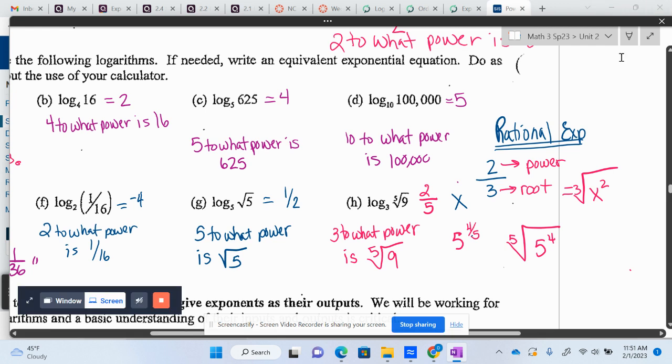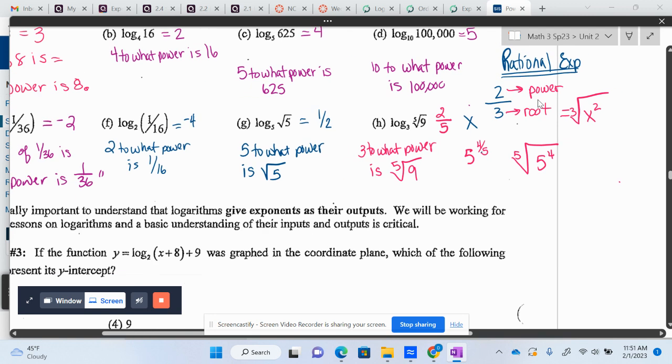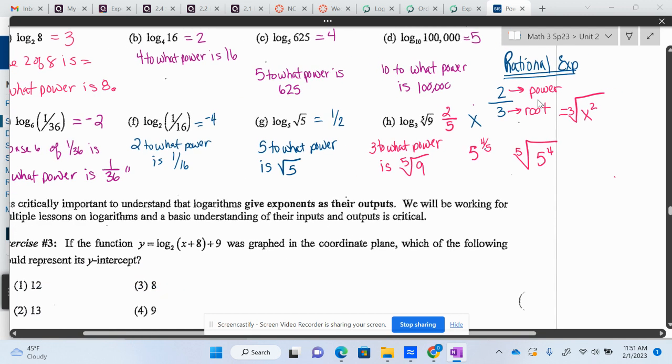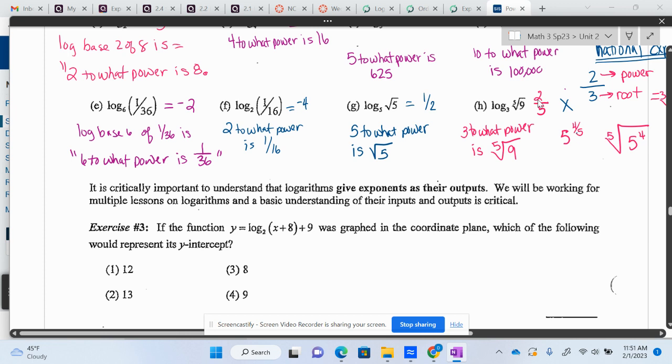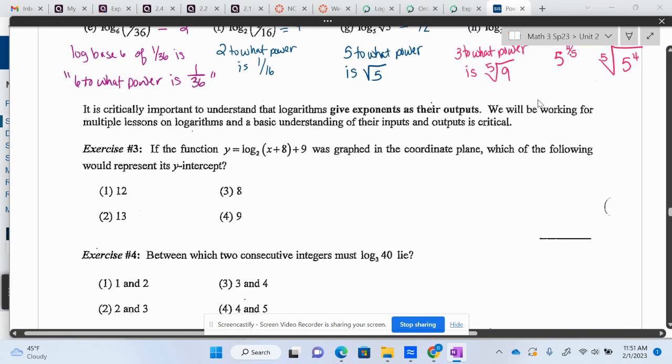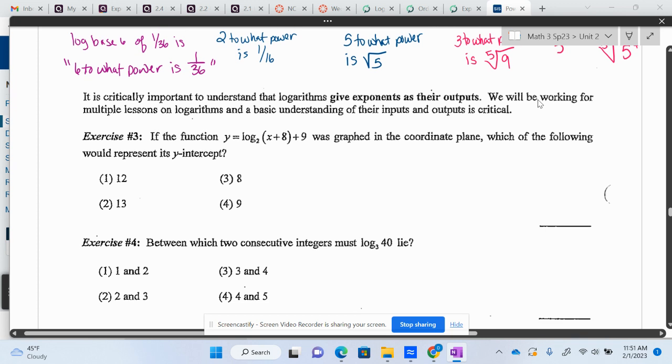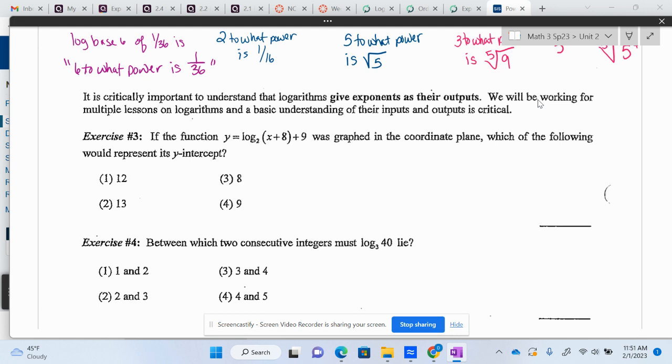So it is critically important to understand that logarithms give exponents their outputs. That's what we're doing here, right? The y value is the output of the exponent. So we're going to be working through multiple lessons. We're going to finish these last 2 examples and then our 3 examples, and then we're going to do that worksheet together because I think it'll be helpful.